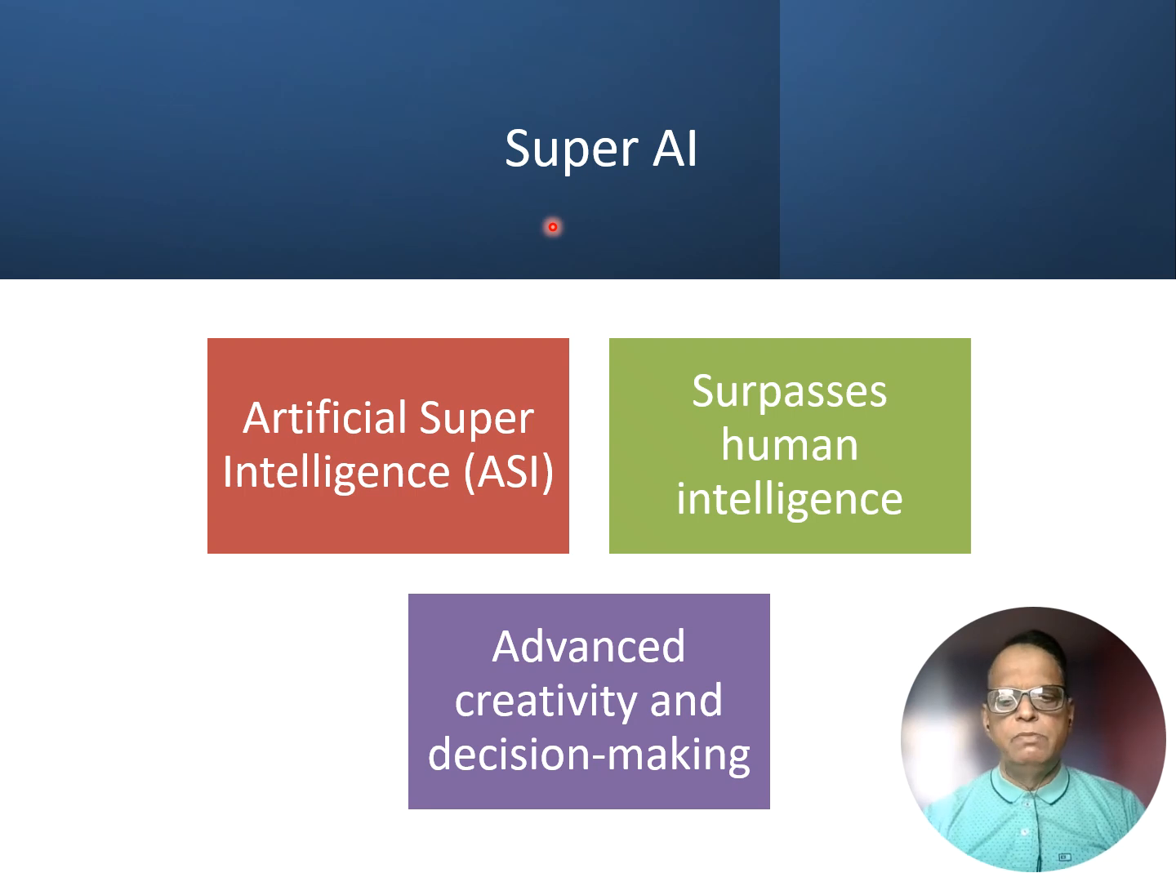There is another possibility of AI called super AI, or artificial super intelligence, ASI, which will surpass human intelligence. There are chances that it will have more intelligence than humans. It will have very advanced creativity, and it can make very high level decisions within no time.